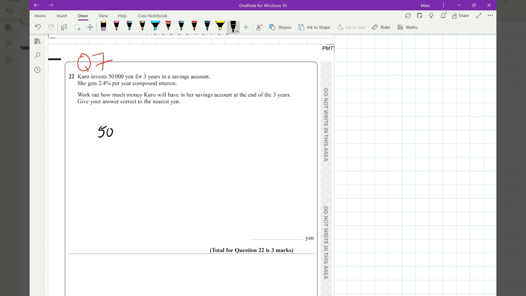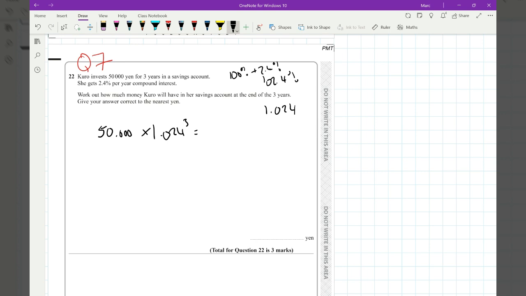So 50,000, and if we're going to increase that by 2.4%, it's 100% plus 2.4%, which gives us 102.4%. When we convert that to a decimal, it's 1.024. So 1.024 to the power of 3 is what we multiply by because it's 3 years. We would be doing times by 1.024 three times, but we don't need to do it the long way. We can just do it to the power of 3.